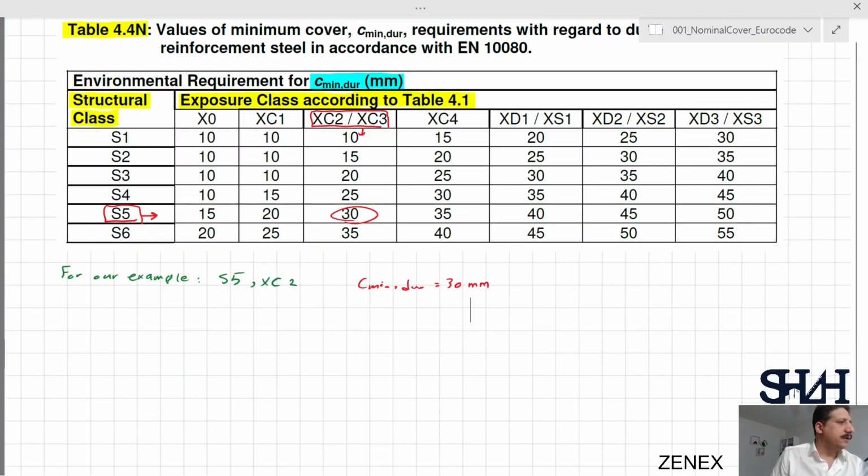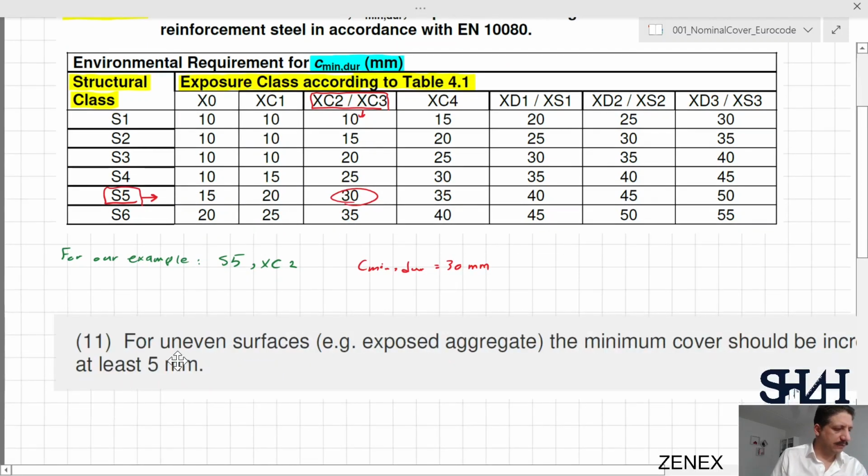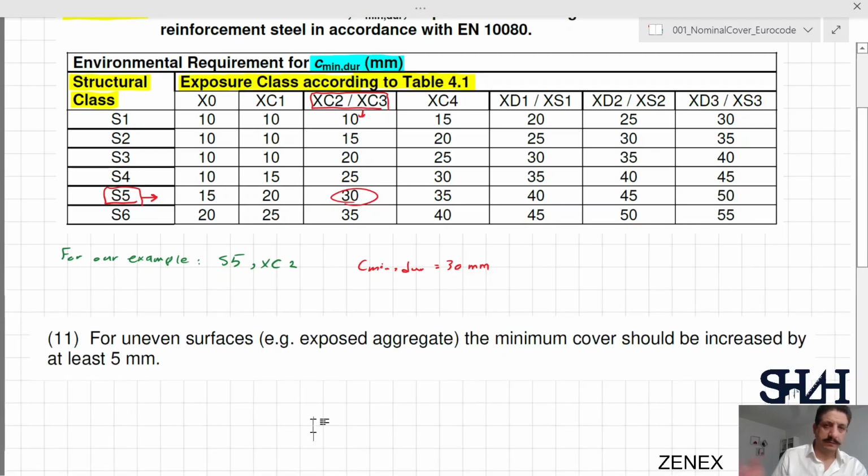One note in this clause that is important to be considered is number 11. If you have a roughened surface, for example a pavement, or a balcony where you want to have a reasonable slope, then for an uneven surface, e.g. exposed aggregate, the minimum cover should be increased by at least 5 millimeter. You calculate according to the minimum cover, and then we can add 5 millimeter to that.